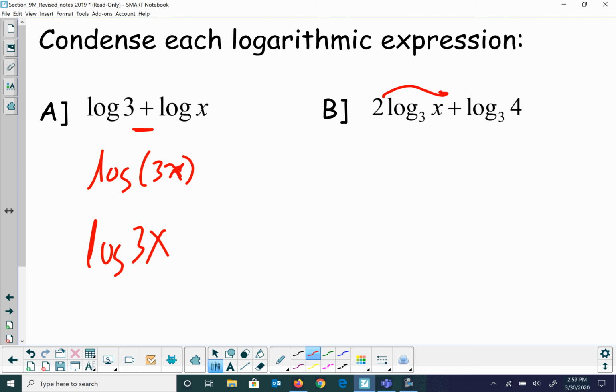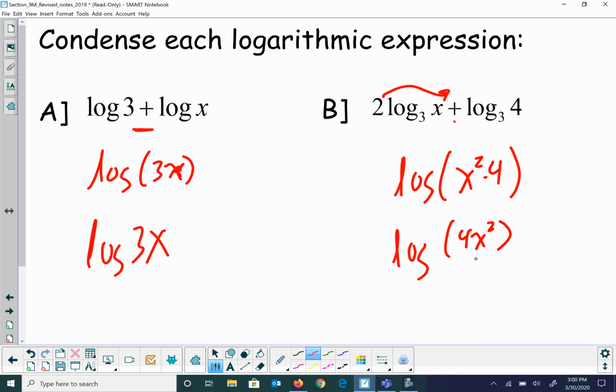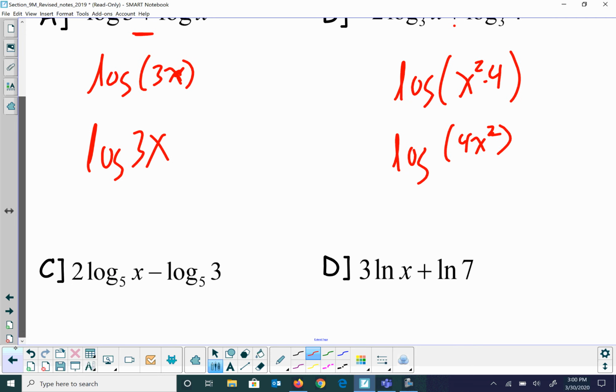Letter B, this exponent comes up here. We're adding it, so we'll multiply. So this becomes log x squared 4, which those are being multiplied. That's kind of a goofy order, so you want the number to go first. And you just get 4x squared, and that's all done. And again, notice it's grouped in parentheses.